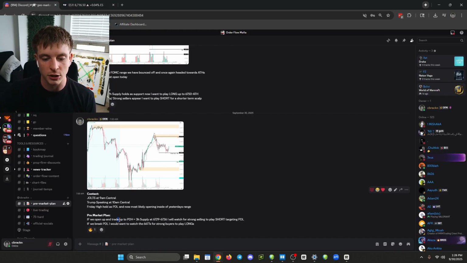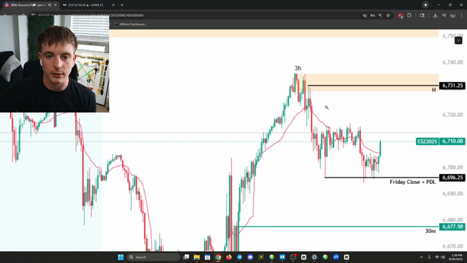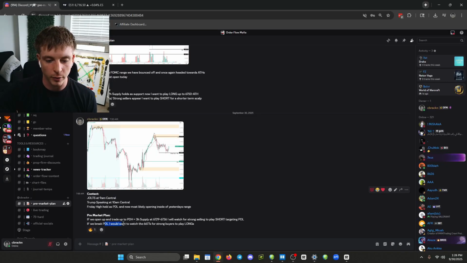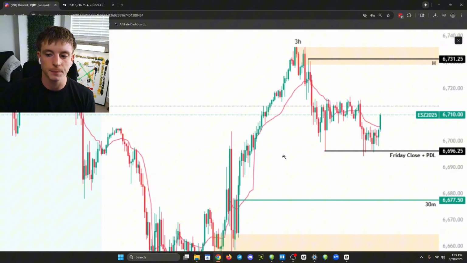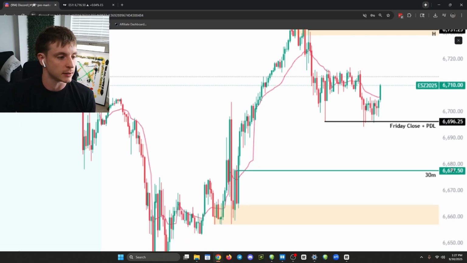Here is my created plan for today. If we open up and trade up to the previous day's high, which aligns with this 3-hour supply, I'm looking to spot sellers to play short. If we break the previous day's low, I would want to watch the 66.77s for strong buyers to play long. So basically, my plan is if Friday's close, the previous day's low, breaks today, then I want to play short down to the 66.77 demand. That would also be a potential spot where I want to be a buyer.